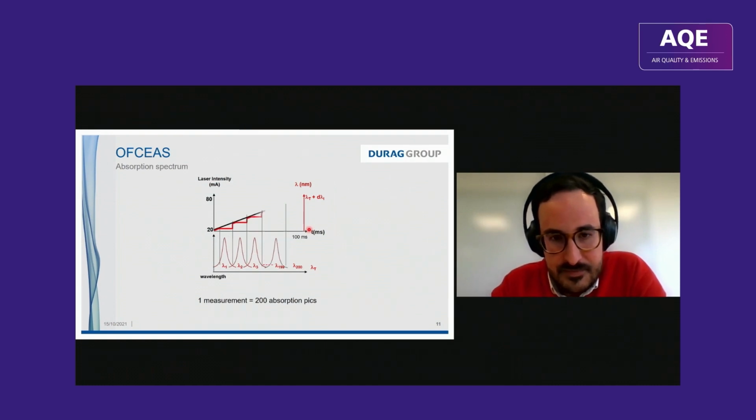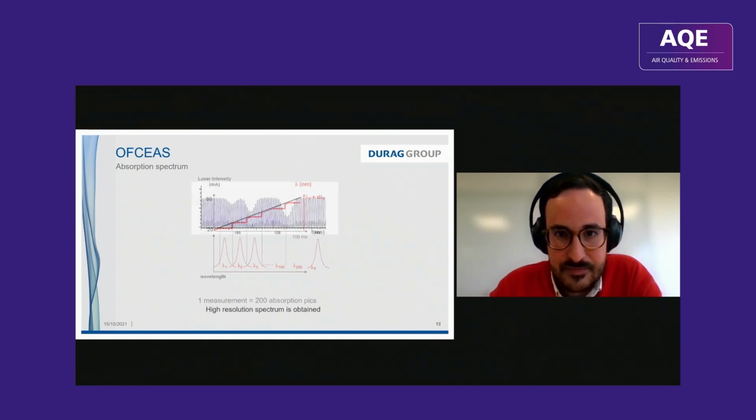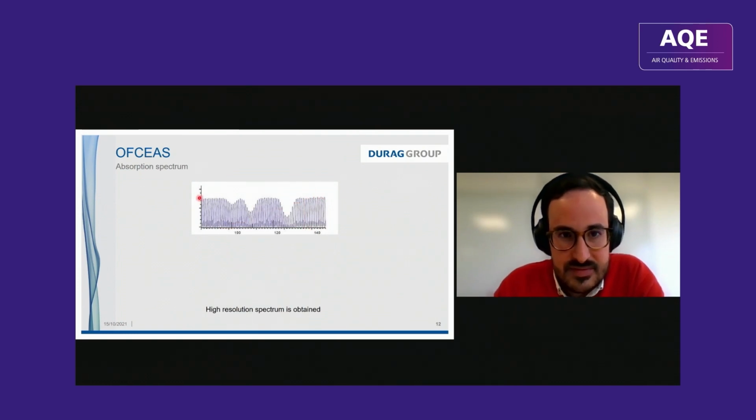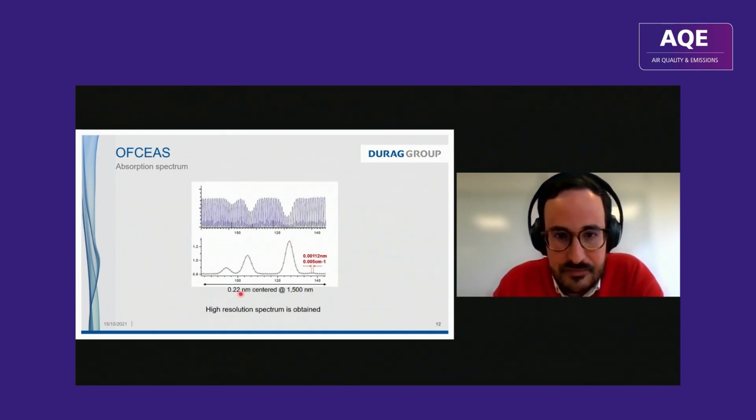When we do a measurement, we tune our laser by changing the current, and we generate 200 phenomena of resonance to obtain 200 very intense peaks of light. Then we obtain a spectrum. If there was no gas, we would have 200 points straight, but because there is a gas here, we see some peaks of absorption. By doing the integration, we can get the absorption peaks of this gas. What is very important is the resolution of the spectrum. The full spectrum is 0.2 nanometer, and between each peak you have 1 picometer.